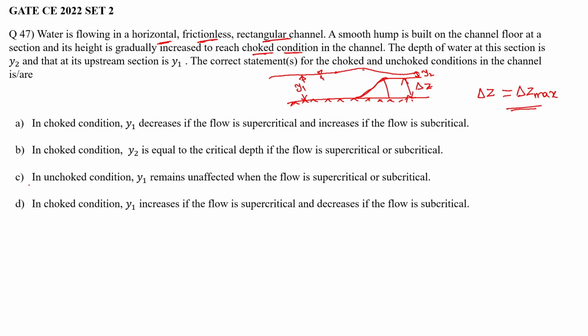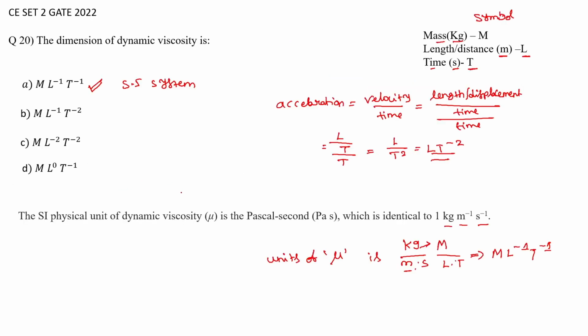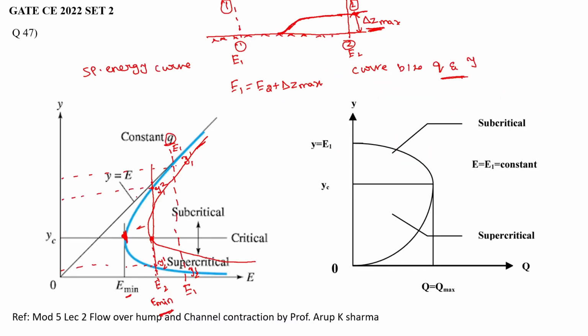Let's look at option C. In unchoked condition, this blue color curve will be valid. So this is for the same constant Q. For a choked condition, this Q will become Q dash. Okay, in the choked condition, the discharge will change.